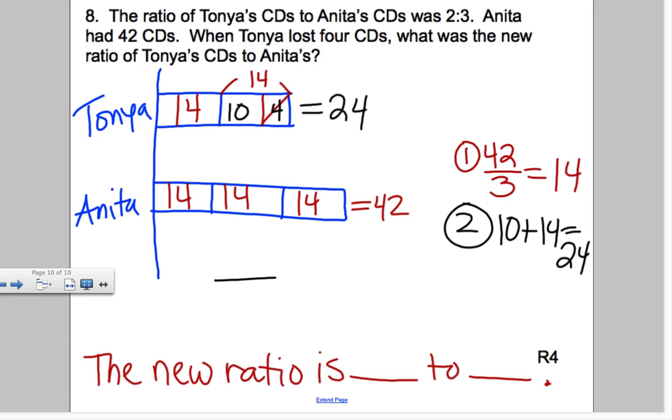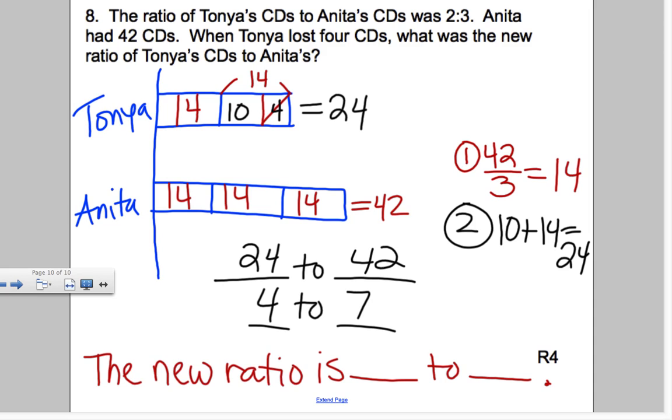Now, once you have that, can you rewrite the ratio? What's our ratio? What's our new one? Ben? Oh, it's 4 to 7. It is 4 to 7. What's the original? 24. All right, remember, we always want the original. And then obviously we're going to simplify that, right? To 4 to 7, and then fill that in.